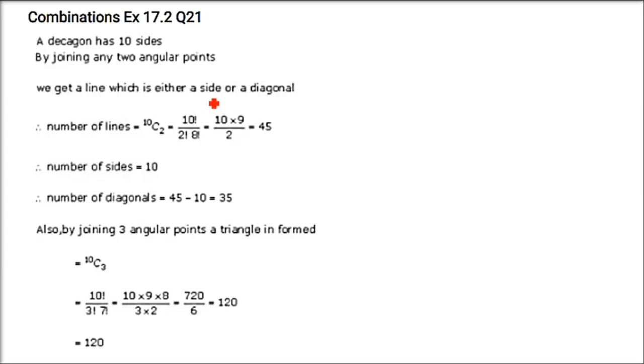Find the number of diagonals, triangles formed in a decagon. Decagon means, deca means 10. So deca has 10 sides. This is a polygon with 10 sides. So how to make it? You see, for every 2 points, you can make a line. With every 2 points, you can make a line. So 10 points are there, you can take 2 at a time, 10C2 is the total possibility.